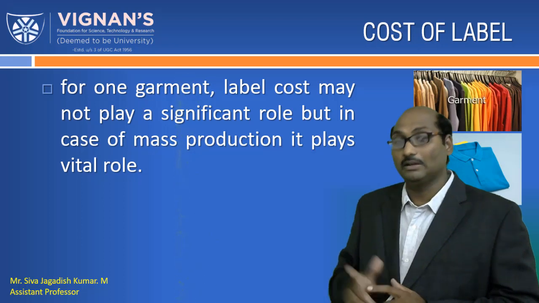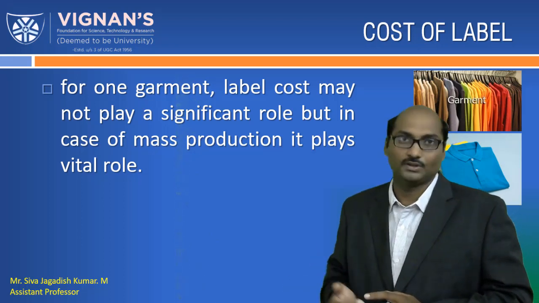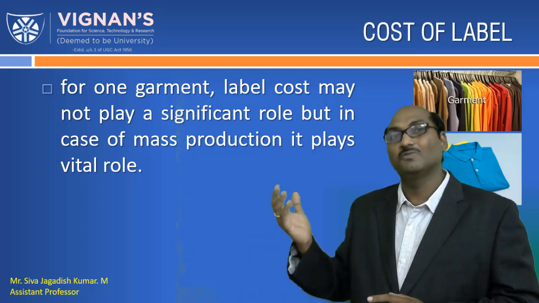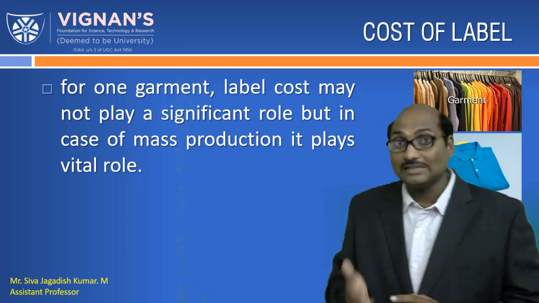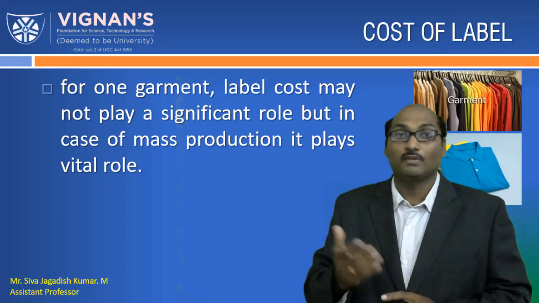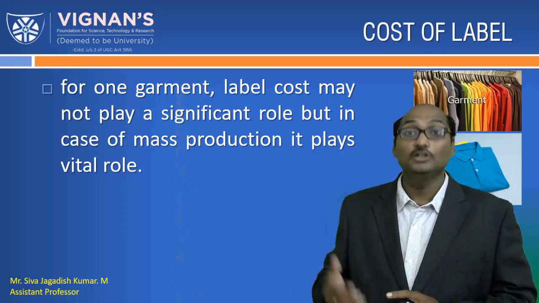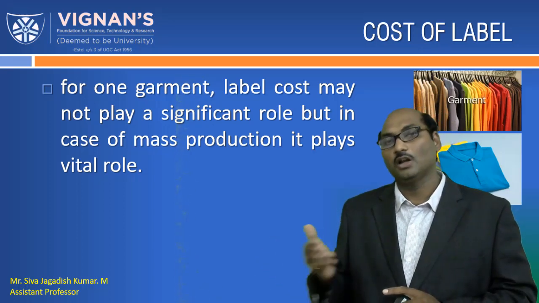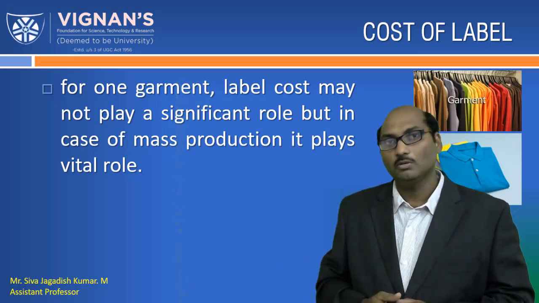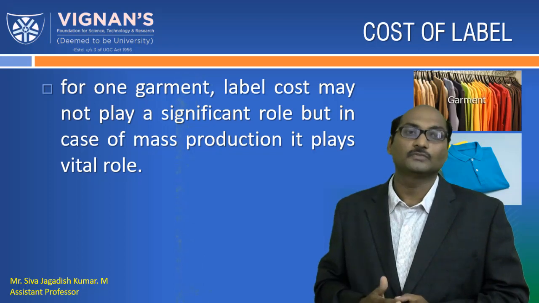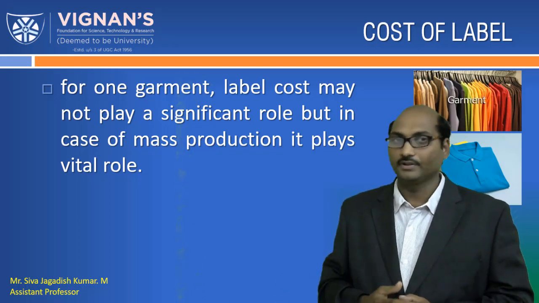If you see, for one garment, it may be only 3 rupees. Okay, sir, garment cost is 400 rupees. Why are you concerned about 3 rupees? But 3 rupees may be small, but for 1 lakh garments, it is 3 lakh rupees. If you save even 30 paisa, it is almost equivalent to what? 30,000 rupees, isn't it? So you can employ one person.